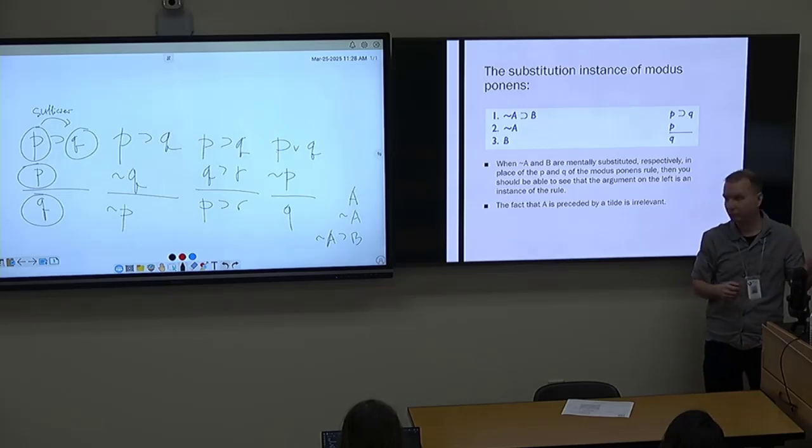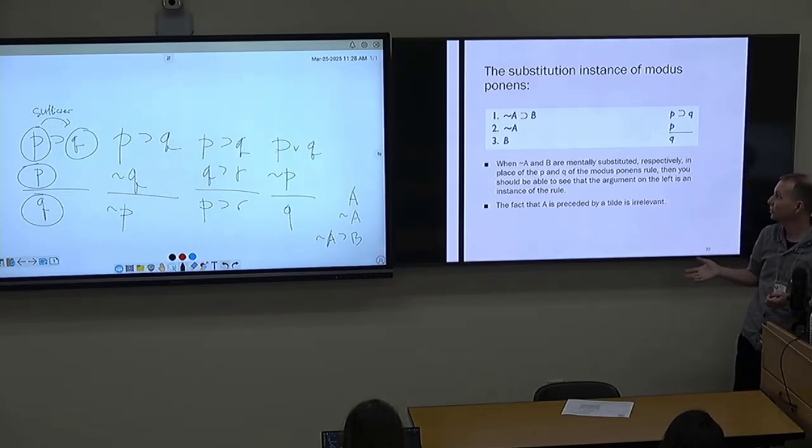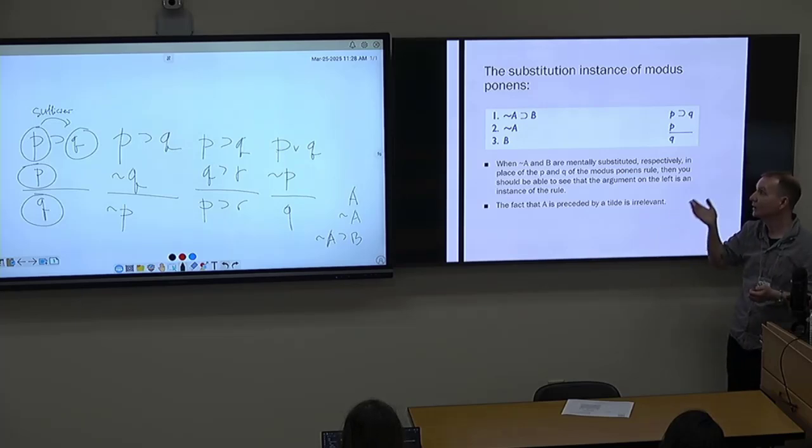When not A and B are mentally substituted, respectively in place of P and Q, of the modus ponens rule, then you should be able to see that the argument on the left is an instance of the rule.